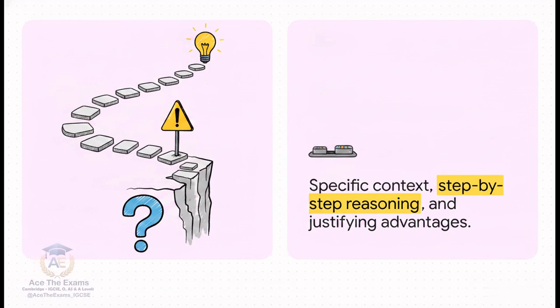Students like Sam frequently lose marks by simply naming a device or a method without explaining how it actually works. Or they will state an advantage, like "24-bit color depth is better," but give absolutely no justification as to why it's better in that specific scenario. You need to step onto the correct pathway. This means providing specific context, step-by-step reasoning, and always justifying your advantages.